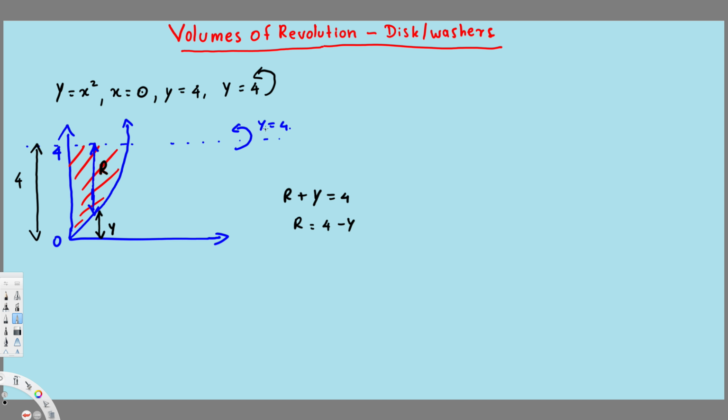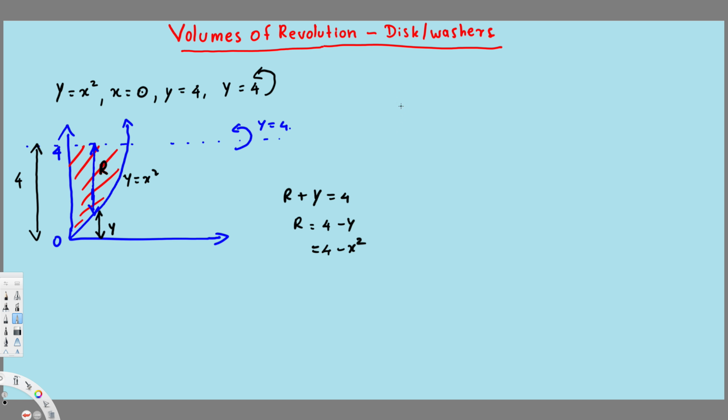And now, as I mentioned already, since this is parallel to the x-axis, we have to write everything in terms of x. So we have to write this r in terms of x. Here we have it in terms of y, so we have to convert it into x. We also know the equation of this curve is y is equal to x square, so we can replace this y with x square. So this is going to be 4 minus x square. Since we have the radius, we can directly plug this into the equation to find the volume.